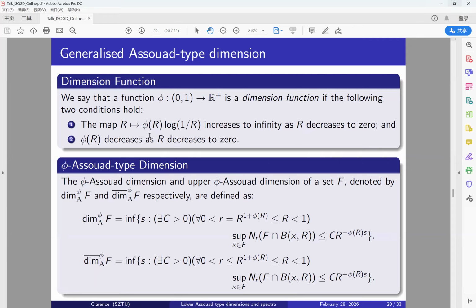The first one is that R to the phi of R, times log 1 over R, increases to infinity as R decreases to zero. And the next thing is that phi of R decreases as R decreases to zero. The dimension function can be treated as a generalization of the exponent in capital R divided by small r. Based on the dimension function, we have the definition of the phi-Assouad type dimensions.